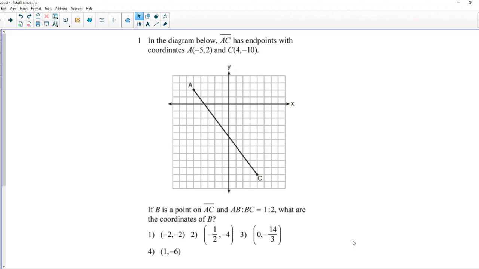We are going to be reviewing how to partition a line segment. This is a common question on the Geometry Regents exam. So let's get to it.